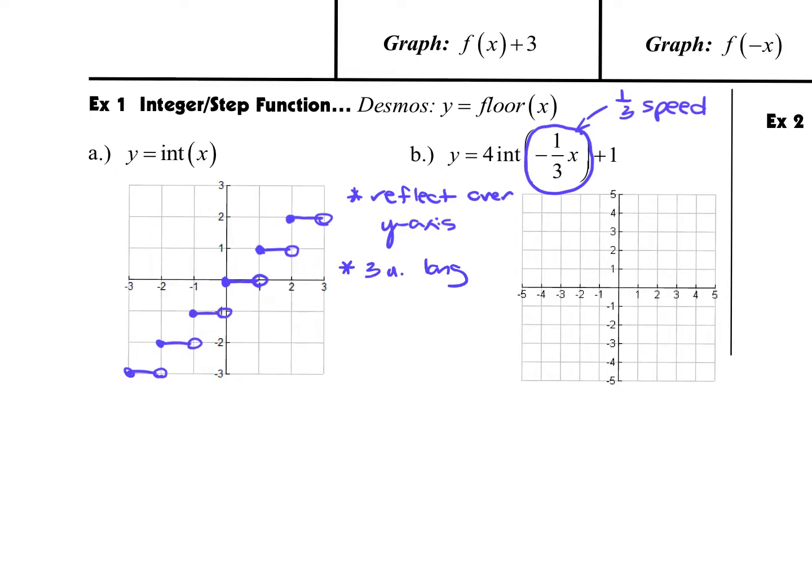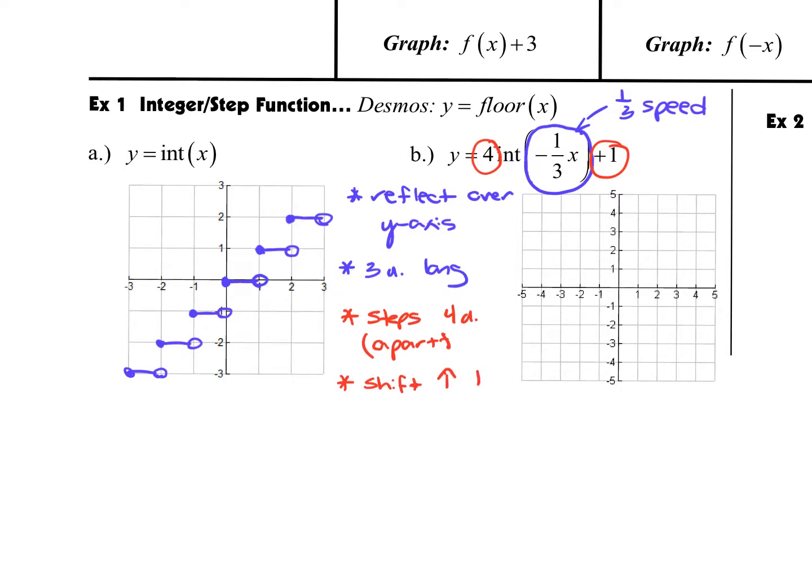Now we've got also some y transformations. We've got a 4 here and we have a 1 here. What we want to know is that that 4 is going to make the steps 4 units apart. That means vertically apart. Okay, so 4 units apart there. And then the +1 is going to shift them all up 1 unit.